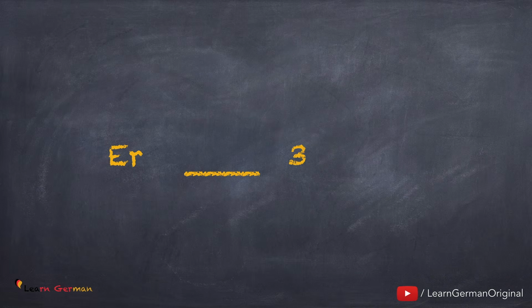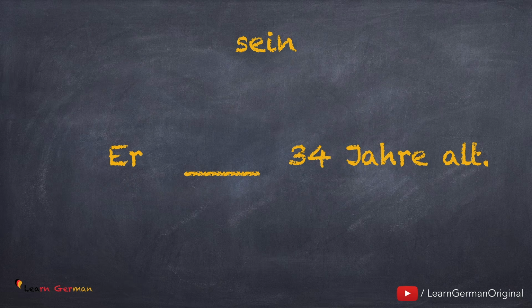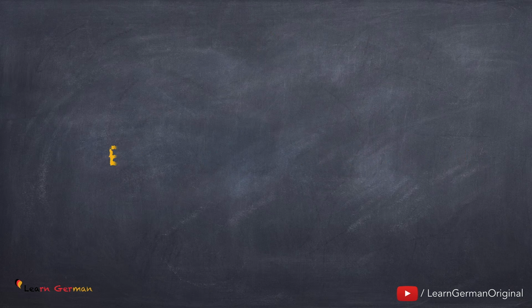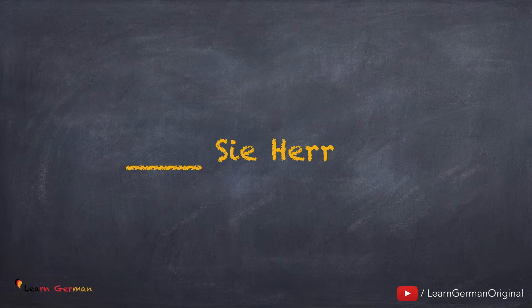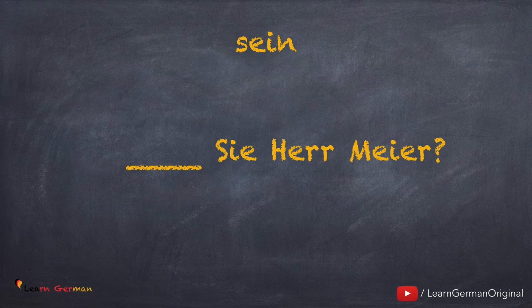Let's move on to the third one. The verb is sein and the subject is er. So your answer should be Er ist 34 Jahre alt. And now the last one. The verb is sein and the subject is sie. So your answer should be Sind Sie Herr Meier?